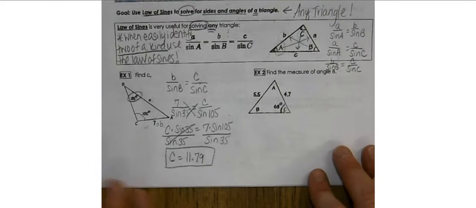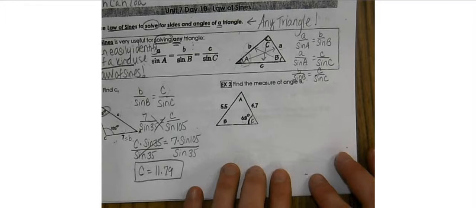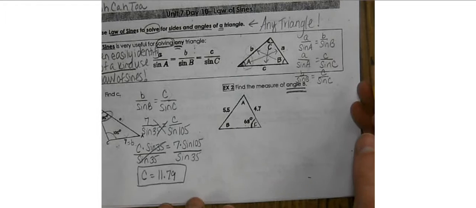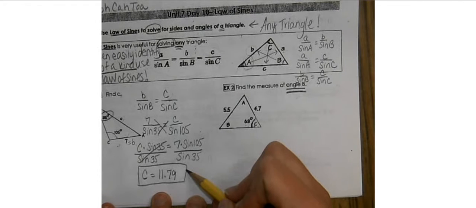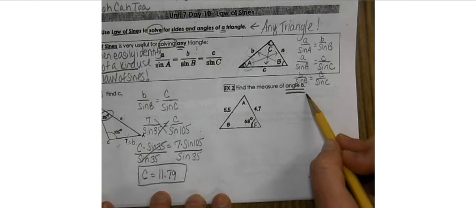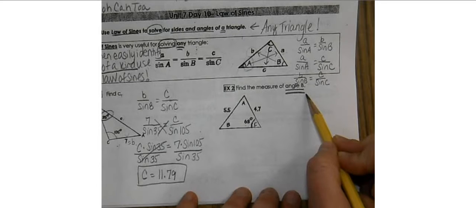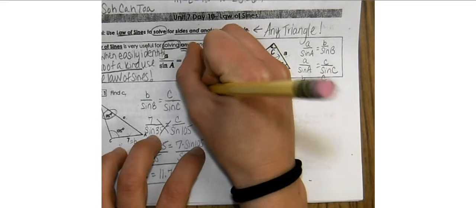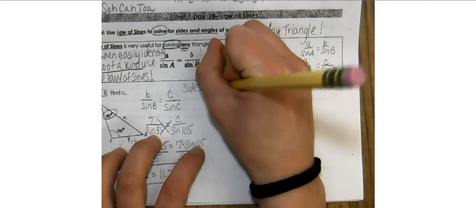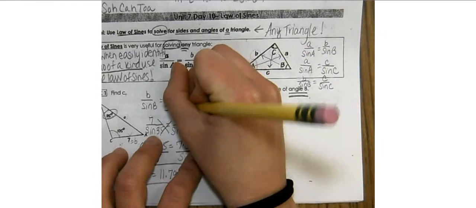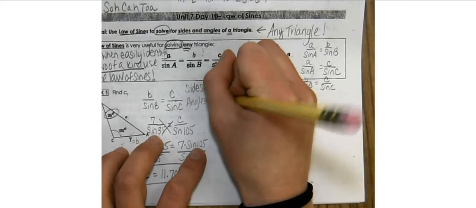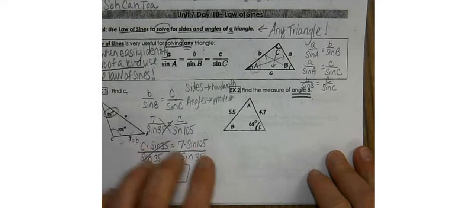Let's go ahead and look at example number 2. For example number 2, they're asking us to find the measure of angle B. So please note that whenever we're working with sides, we want to round our sides to the nearest hundredth, and whenever we're working with angles, we want to round to the nearest whole degree. So I can write that down for you guys if you need. So sides are going to be to the hundredth, and angles will be the whole number. Round to the nearest whole number.